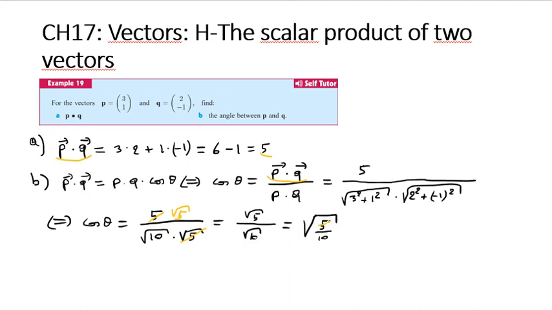We can simplify this again. So we have 1 over 2. So that is equal to the square root of 1 over 2, or 1 over the square root of 2. So the cosine of theta should be equal to 1 over the square root of 2.